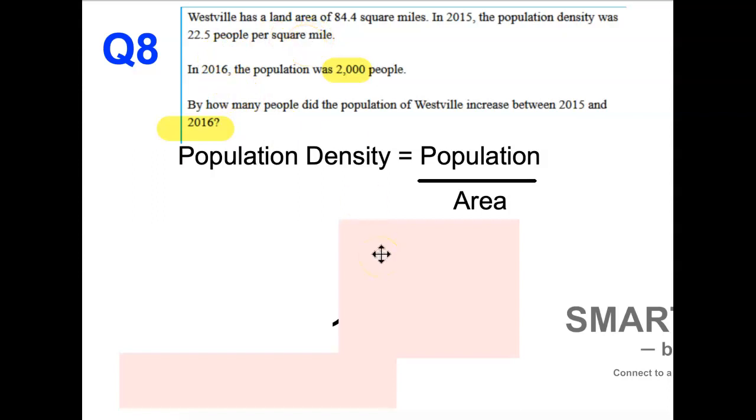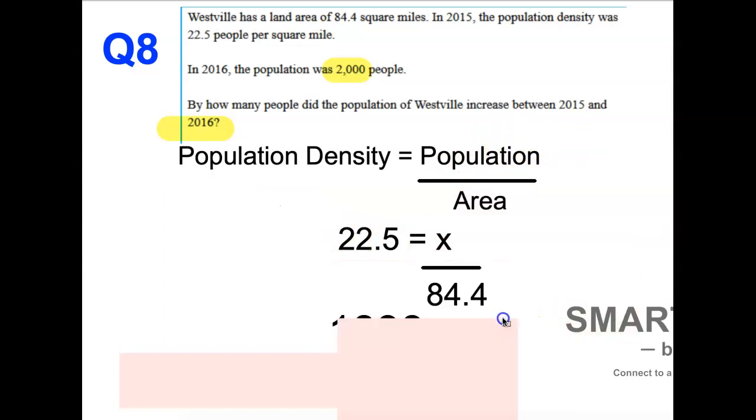We already know that the population density in 2015 was 22.5 people per square mile. So we take that 22.5 and substitute it in for population density. So 22.5 is equal to x, because we do not know our population, divided by 84.4, because 84.4 is the area of land. Here we're using the population density formula, but solving for population. If we want to get x by itself, to undo dividing by 84.4, we need to multiply both sides of our equation by 84.4.